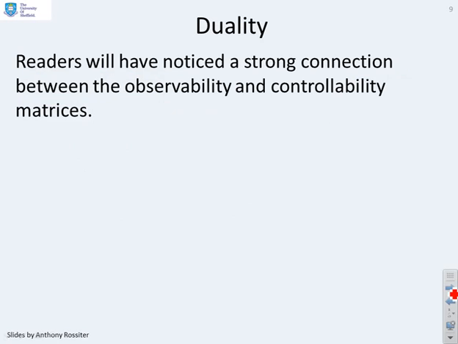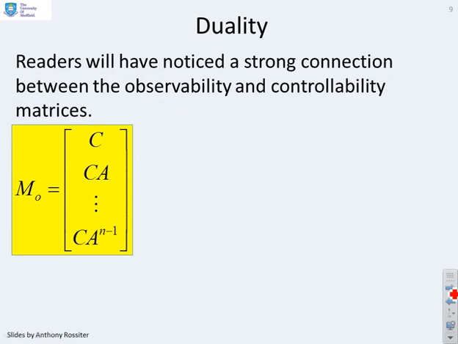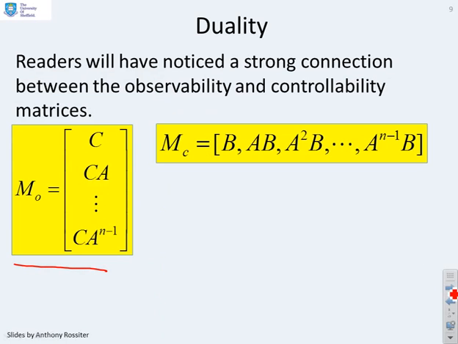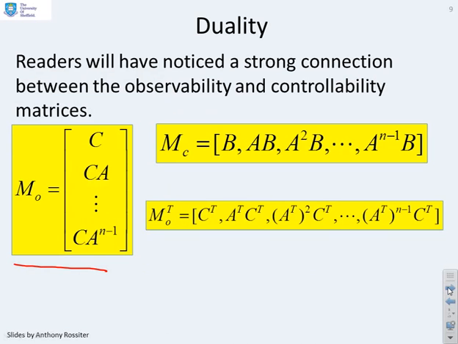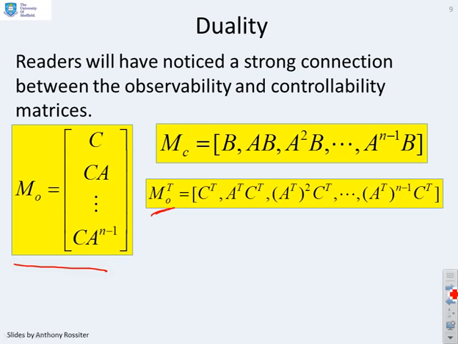Readers will also have noticed there's a strong connection between the observability and the controllability matrices. So here's the observability matrix. You'll see C, CA all the way down to CA to the n minus 1. And here's the controllability matrix, B, AB, A squared B, all the way up to A to the n minus 1 B, and you'll see there's a very similar form here, so that in fact I can write that M0 transposed is C transposed, A transposed C transposed, A transposed squared C transposed, and so on.